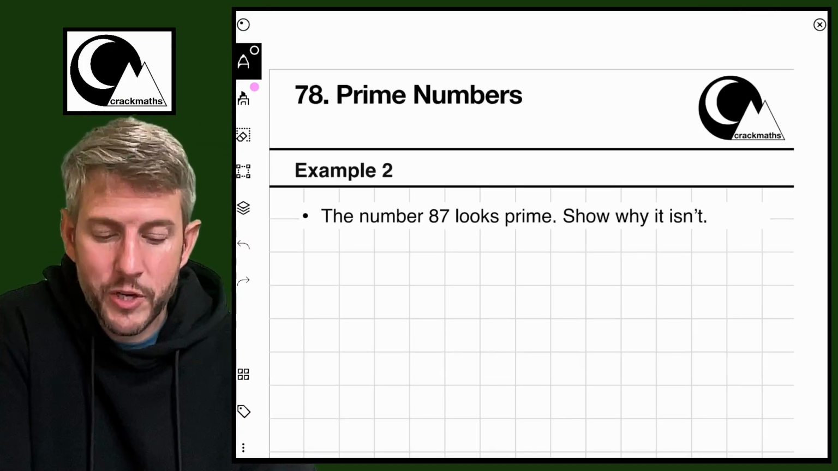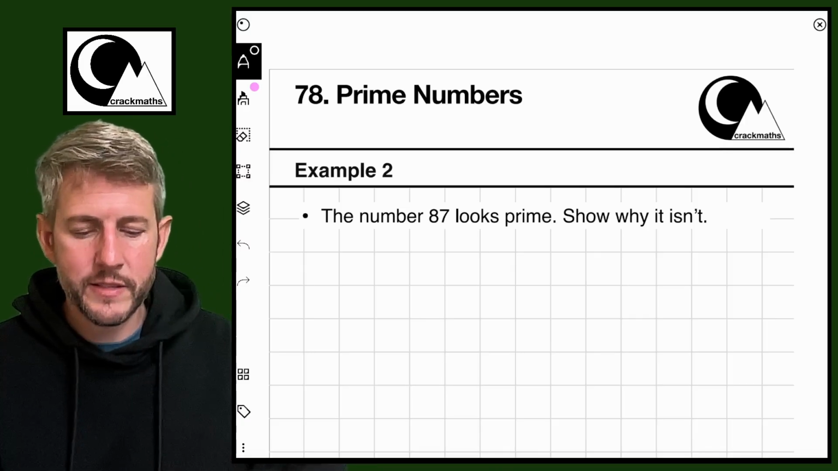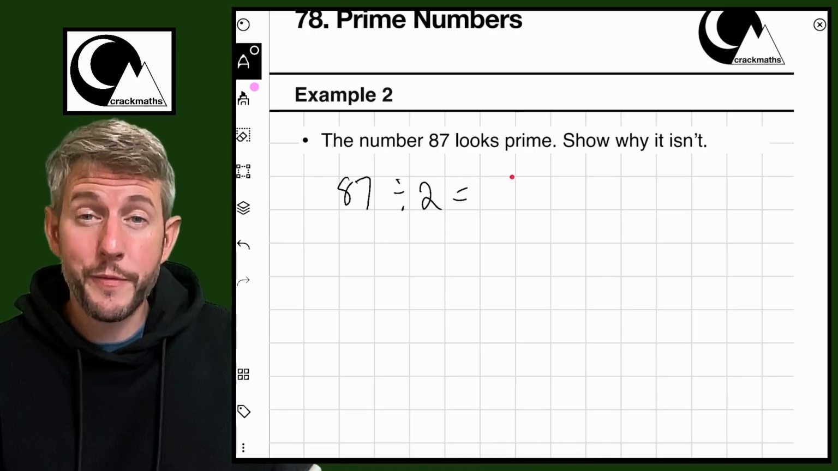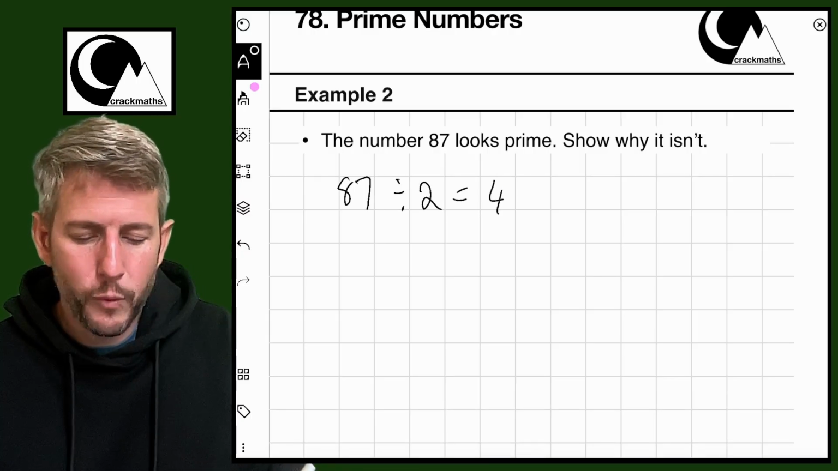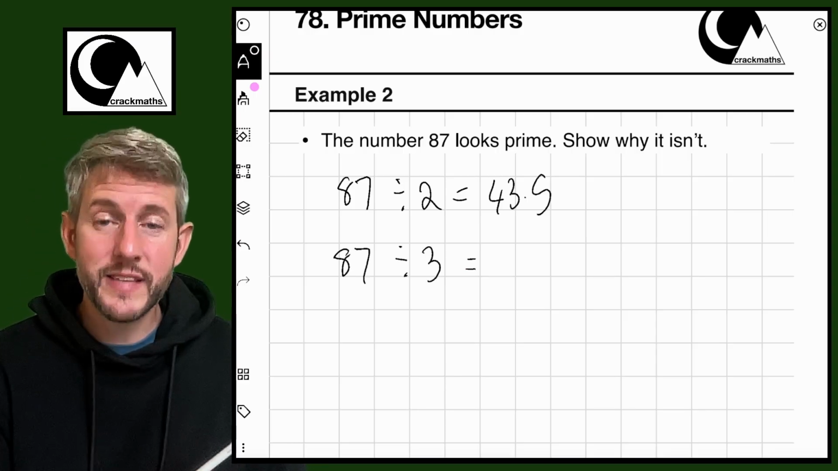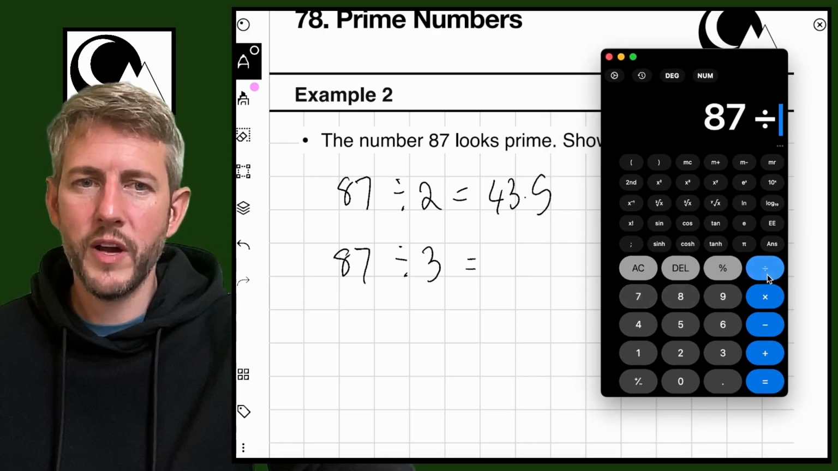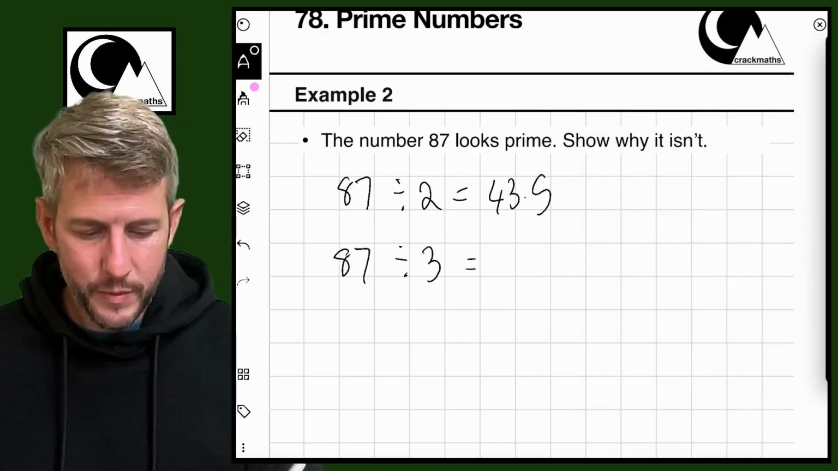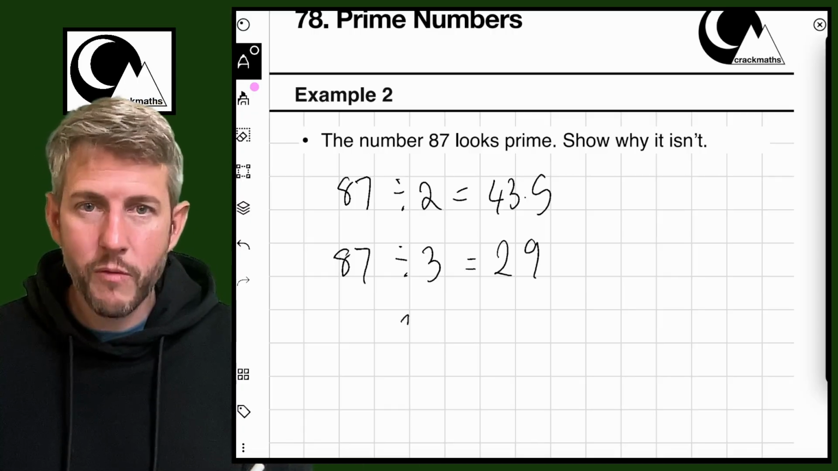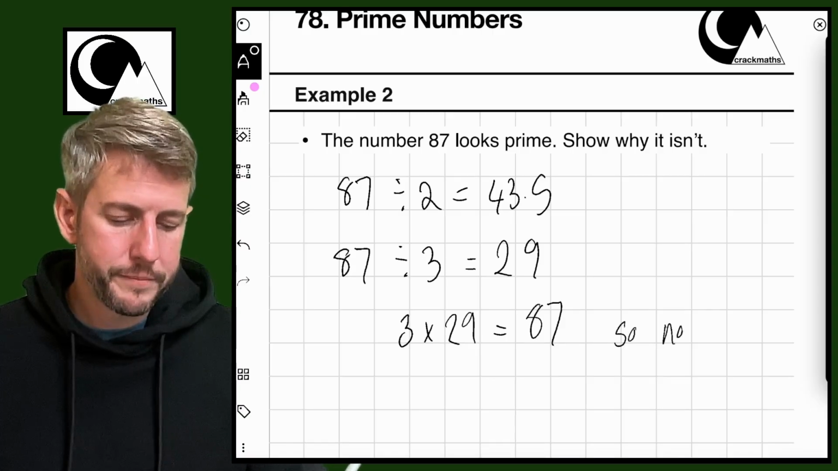Let's have a look at the next one, example 2. Example 2 says, the number 87 looks prime, show why it isn't. First of all, let's do 87 divided by 2 to show that it isn't divisible by 2, and that's going to give 43.5. Now let's try 87 divided by 3. Let's get the calculator out to see what that's going to be. 87 divided by 3 will be 29. So 87 divided by 3 equals 29, and therefore that's proven it, but we could also write 3 times 29 equals 87, so not prime.